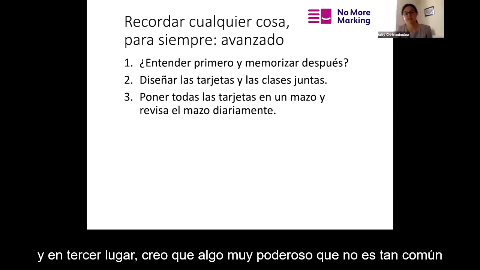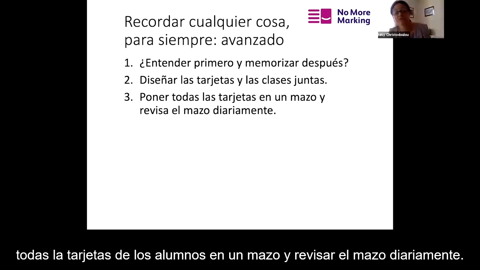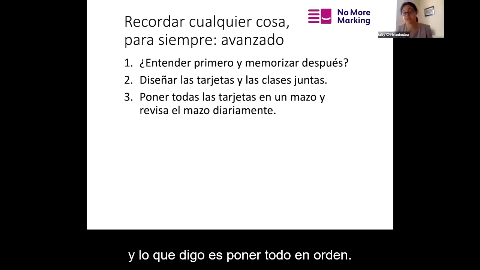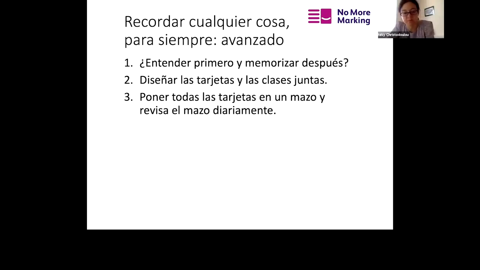And thirdly, I think a really powerful thing to do, which is not that common, is to put all your flashcards, or all of a student's flashcards, into one deck and revise the deck daily. We're quite used to having flashcards for one subject or one topic, and what I'm saying is put everything in together. So let me talk through each one of those in turn.